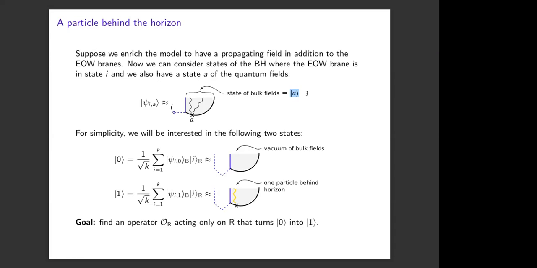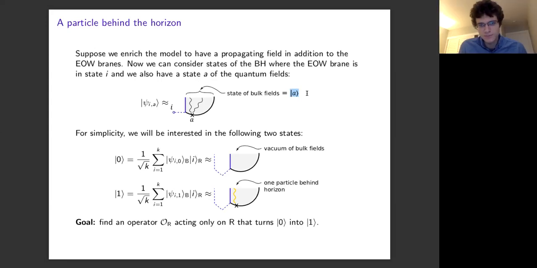I was thinking of, can I think of ket A as a state of a field on the curved background, and psi I comma A as a complete quantum gravity state? Yes, exactly. Yes. Okay. Thanks. Thank you.